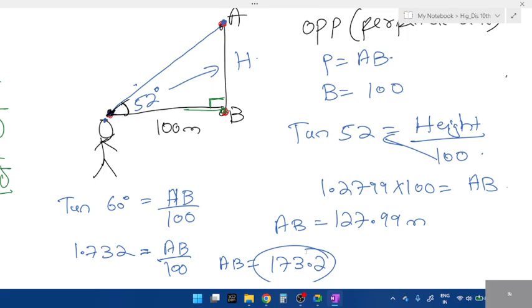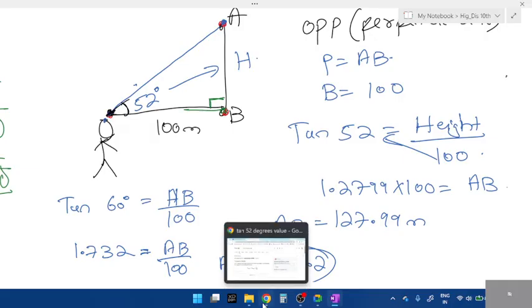Now, how many triangles we used? How many triangles is this? One triangle. See, now I'll teach you all the basics. And just a minute.